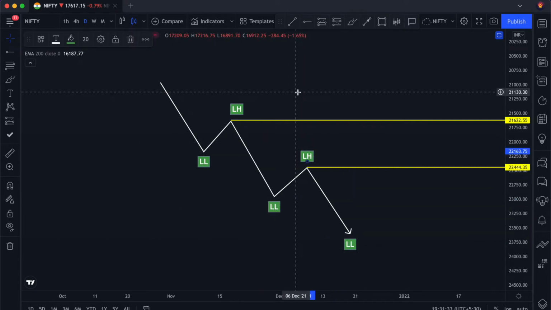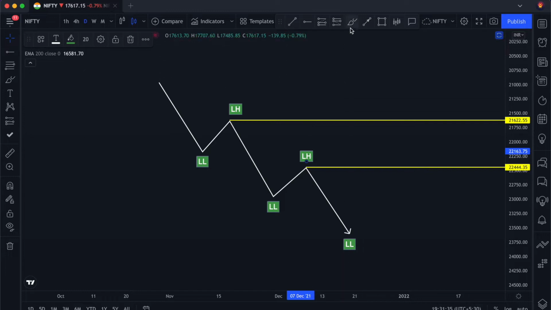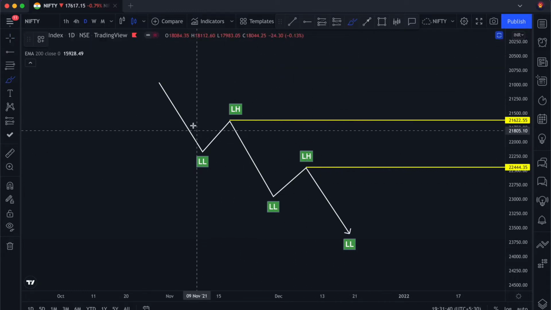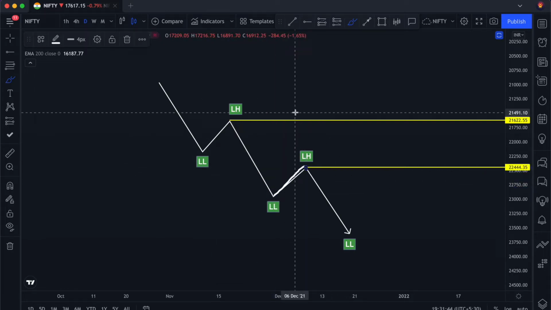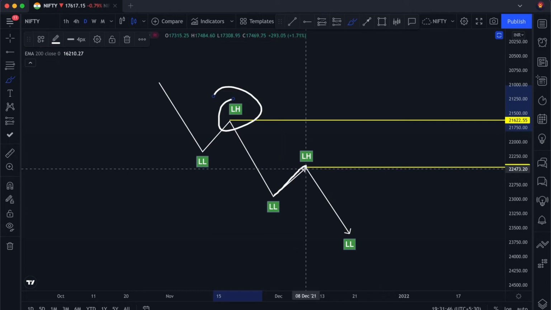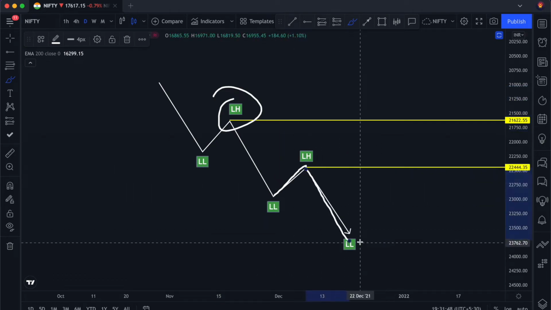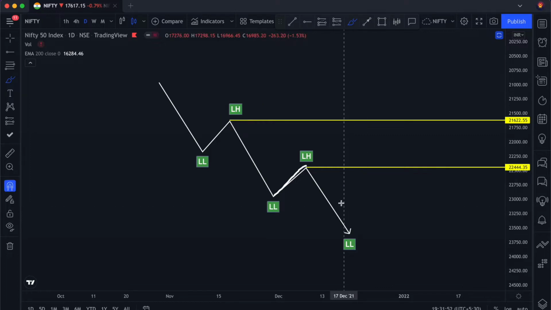Now, similar to an uptrend, the indication of a downtrend is that we are not breaking above the previous lower high level. As you can see, we go up, but without breaking this previous lower high level, we retrace back down and make another fresh lower low. This is an indication of a downtrend.